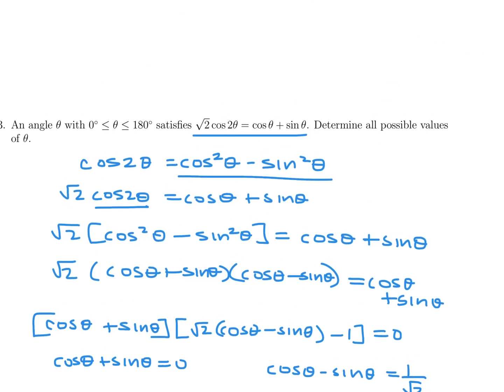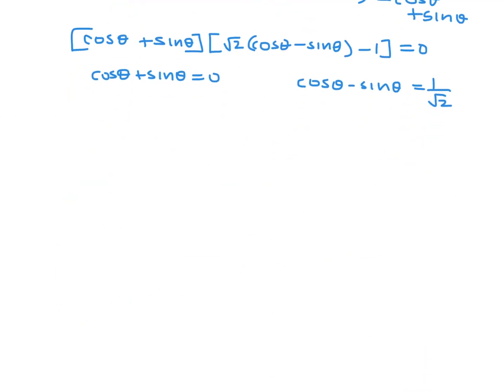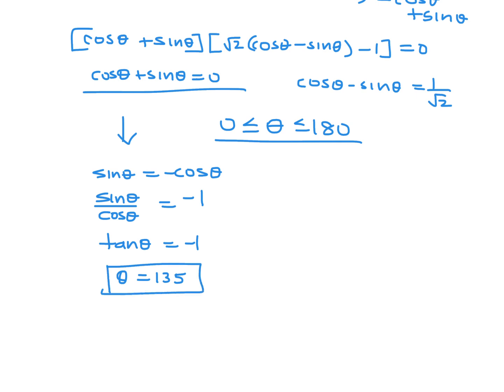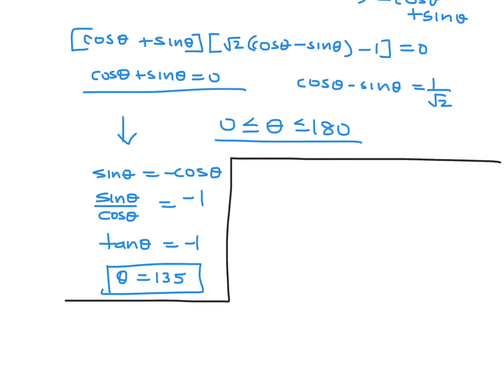And then, of course, let's not forget our parameters, between 0 and 180. So theta is between 0 and 180. Okay, so the first one, if sine theta is equal to minus cos theta, so sine theta over cos theta is negative 1. So that means tan theta is negative 1. So in this range, tan theta would be -1 if theta is 135. Okay, so that takes care of that guy.